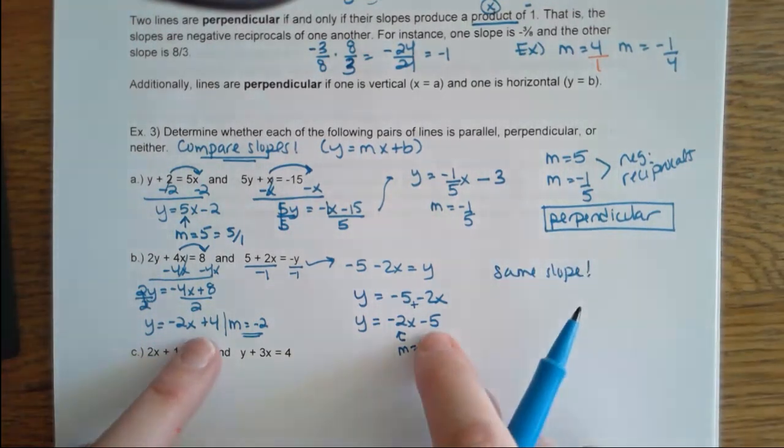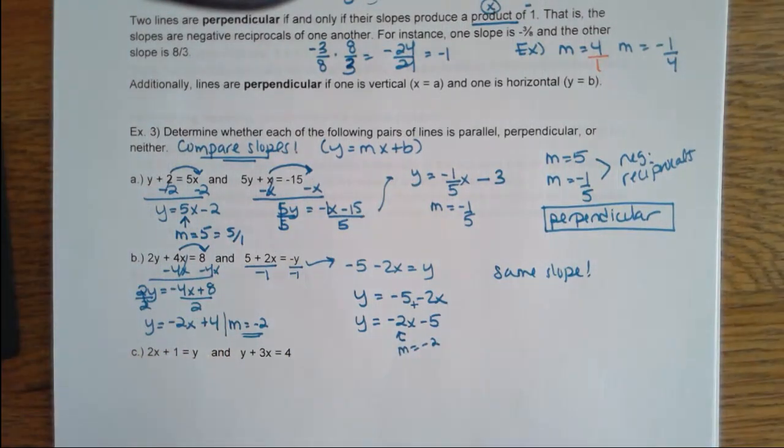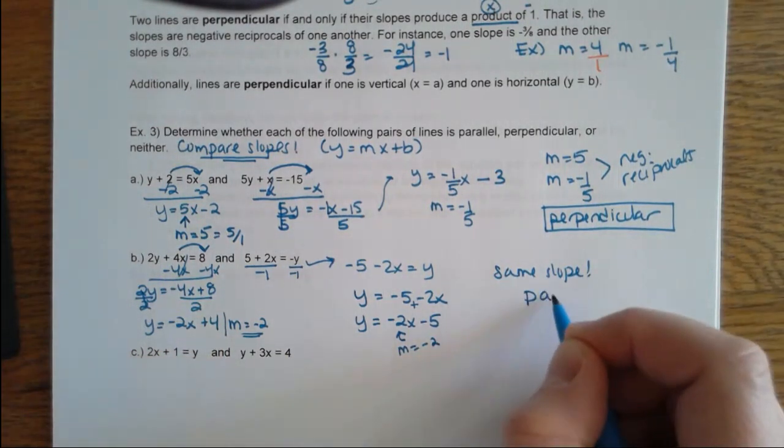And I do have different y-intercepts, right? One is 4, one is negative 5. So they actually are different lines. It's not the same line written twice. So these are actually parallel.